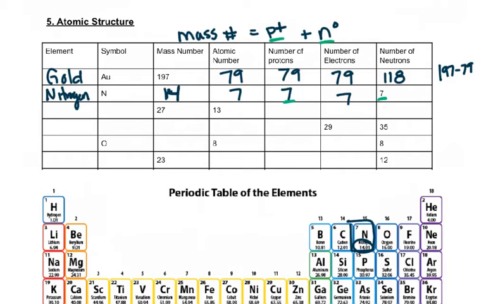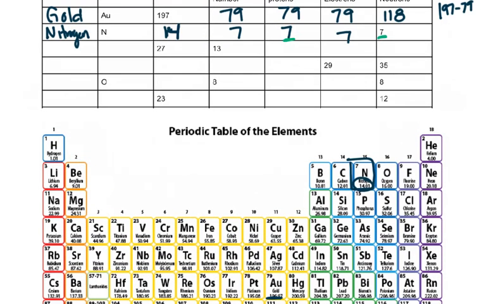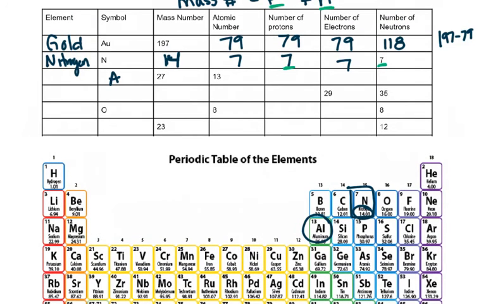On the next one, I don't have a symbol or a name. Mass number, I can't look that up on the periodic table. Atomic number, I can look up on the periodic table. So I'm going to look up number 13, and it's right here. So it's aluminum. So I'm going to go back to my symbol. I'm going to write Al for aluminum. I'm going to spell it out right here, aluminum.